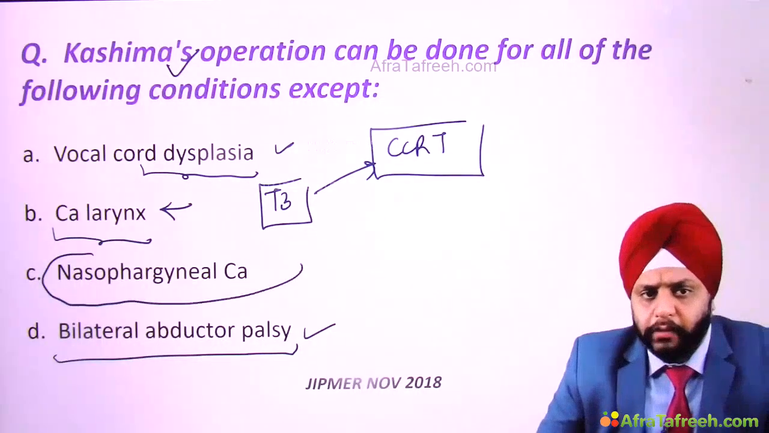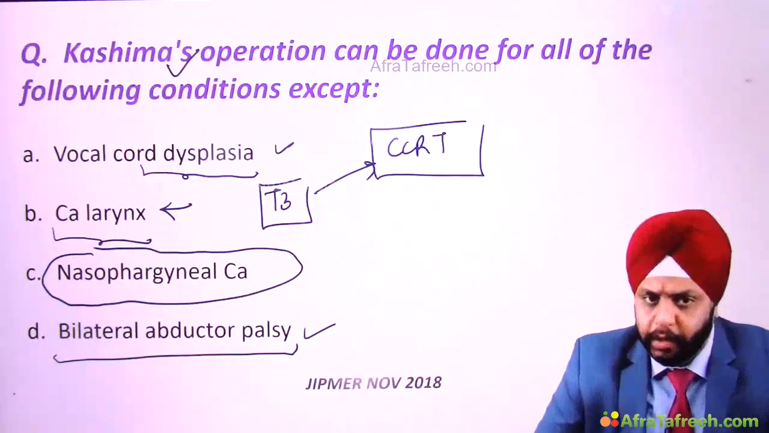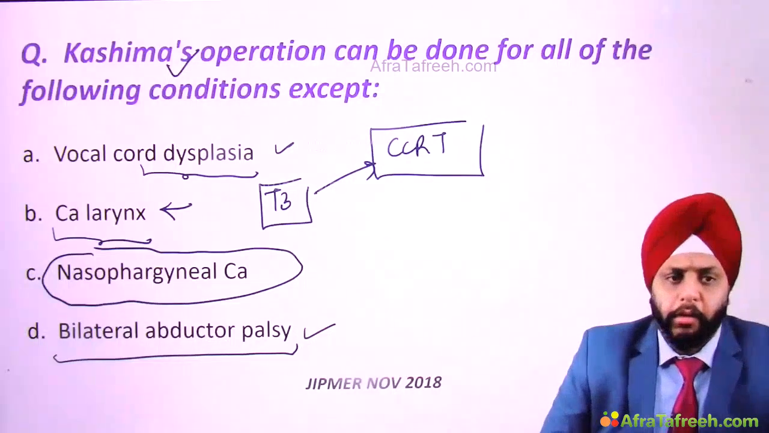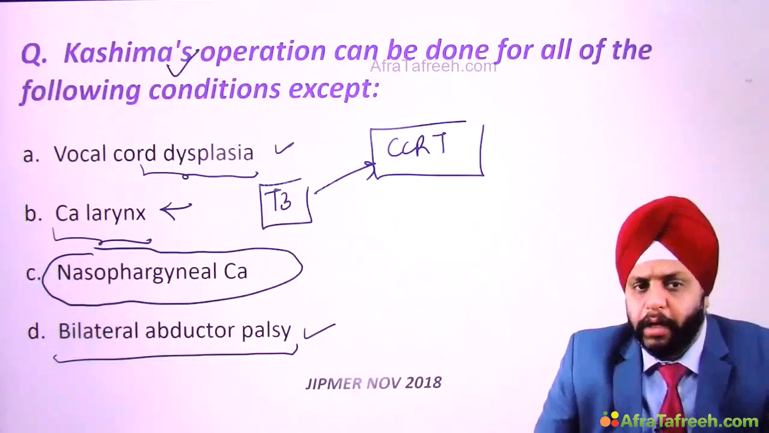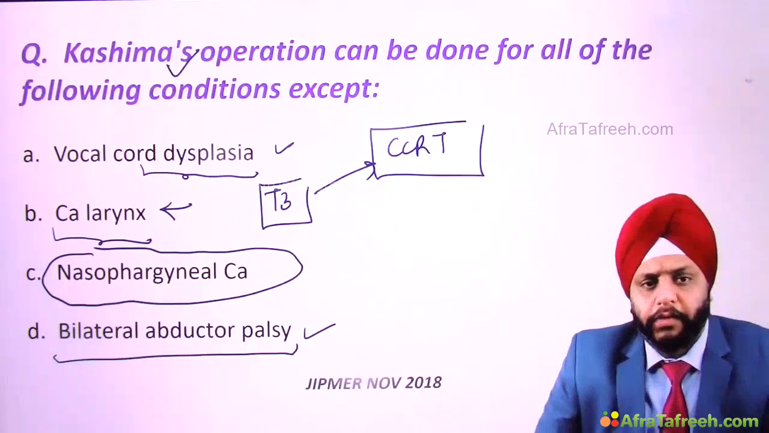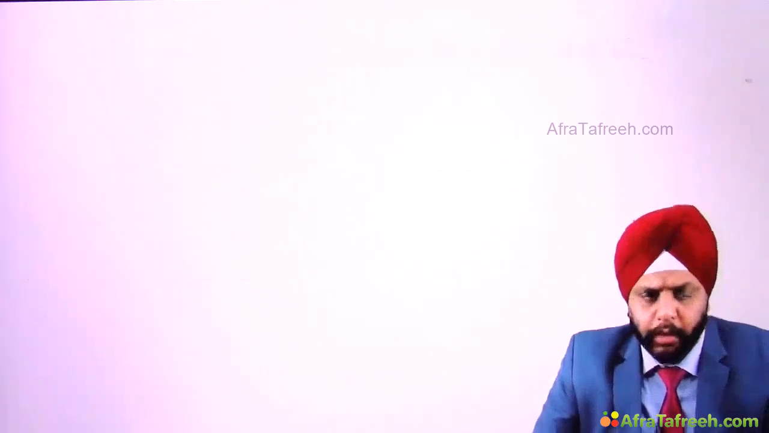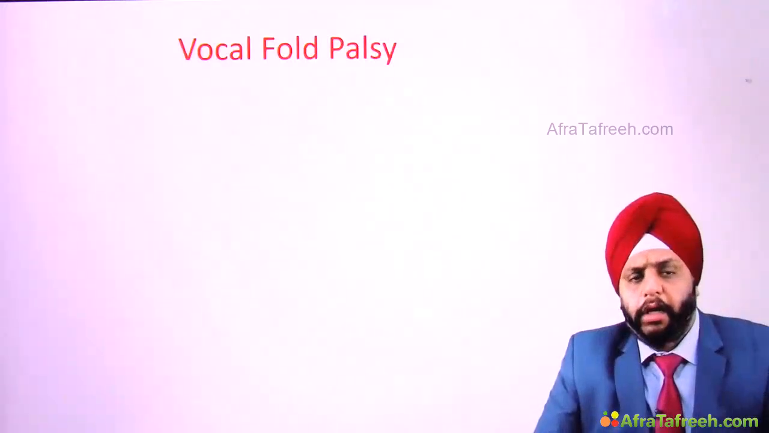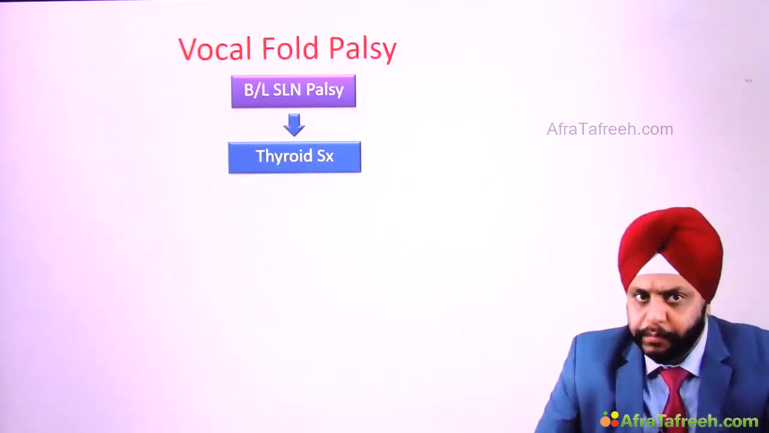Nasopharyngeal carcinoma has nothing to do with Kashima's operation, so that obviously is your answer over here. It was a very pretty answer, because Kashima's operation deals with the larynx, only one part, and the nasopharynx is given, so it's a straightforward question. Answer is nasopharyngeal carcinoma. Okay, let's come over here to bilateral superior laryngeal nerve palsy.